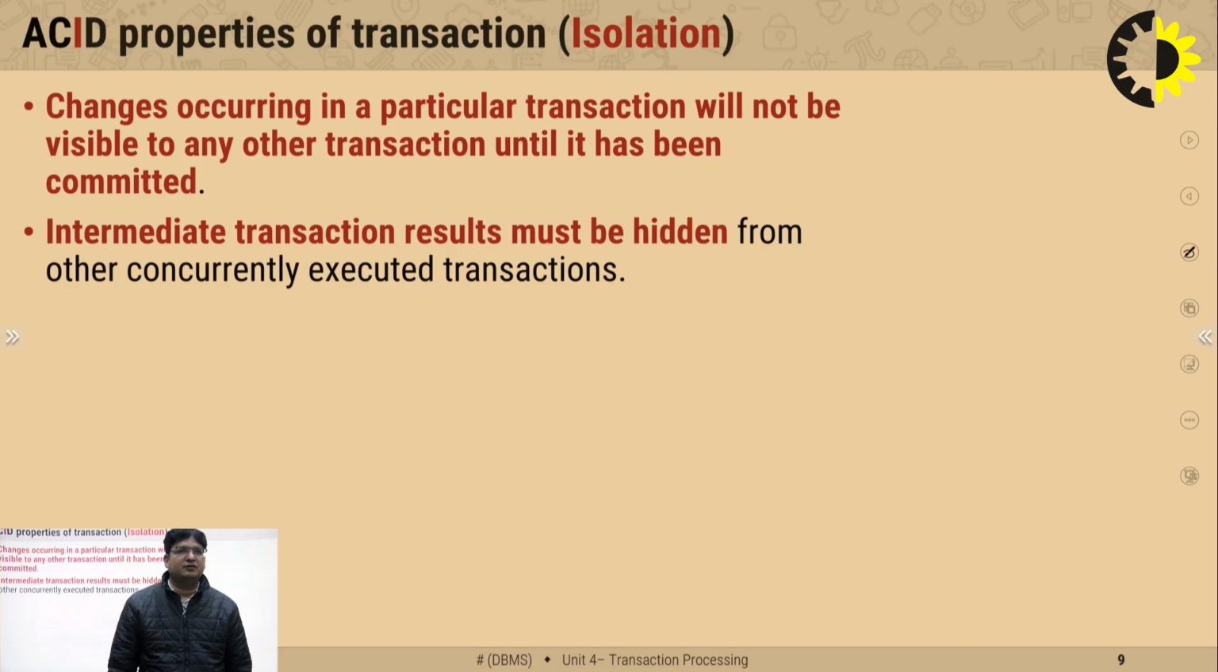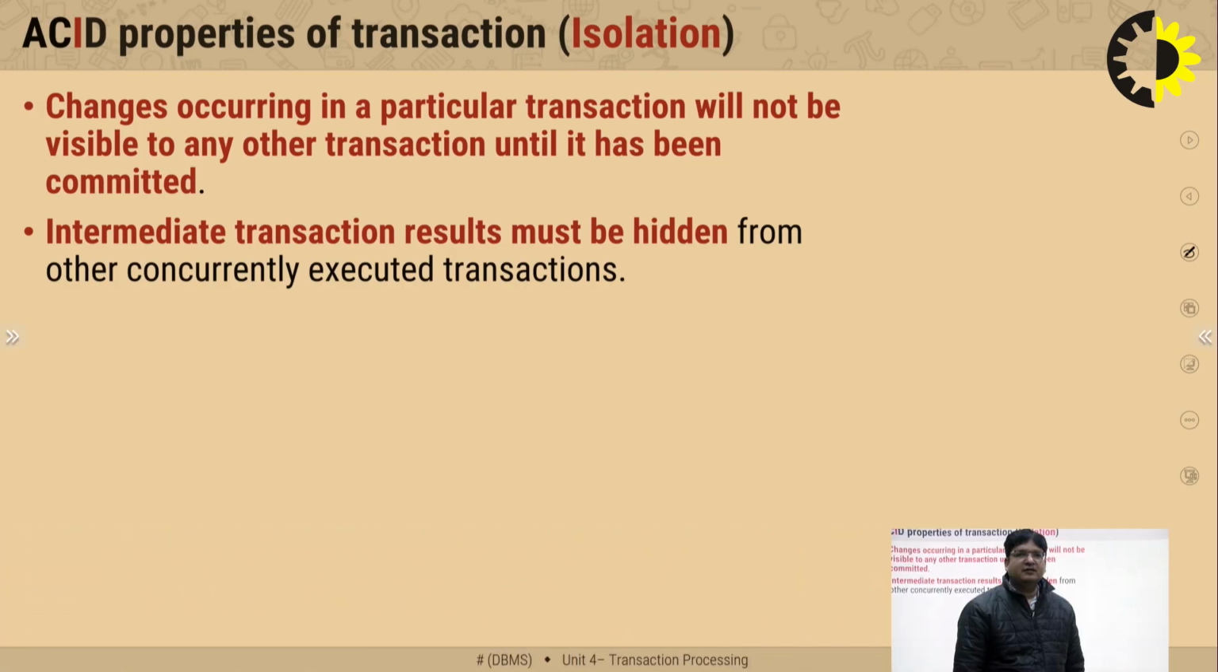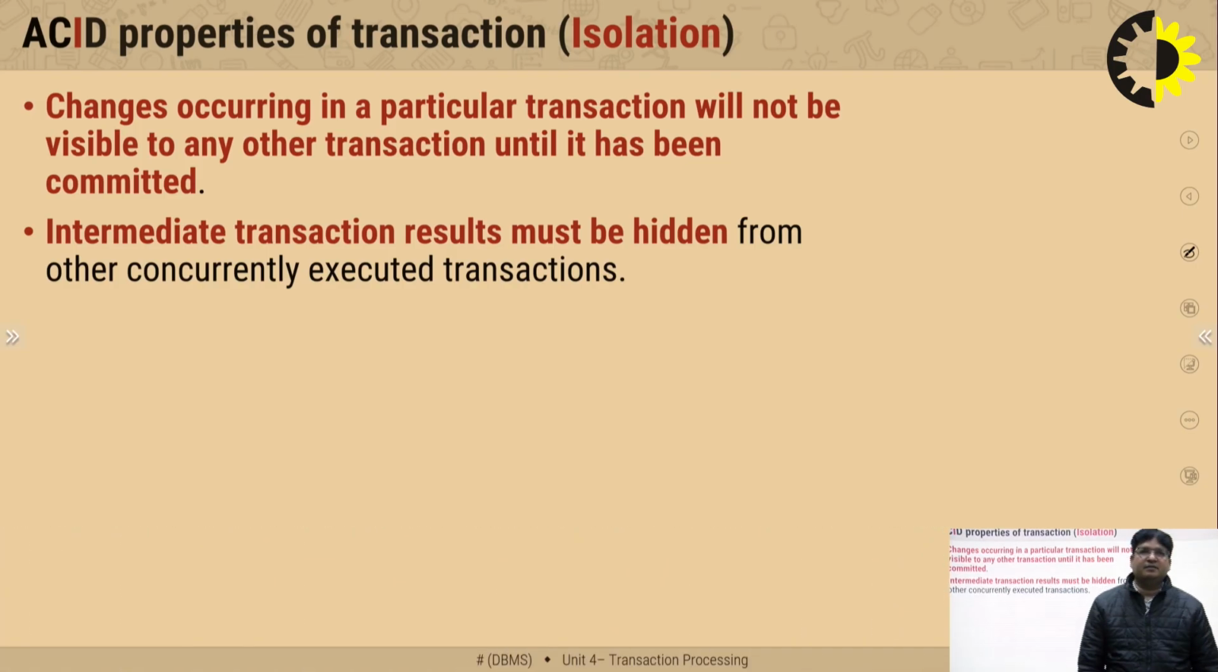Next is the isolation property, that is, changes occurring in a particular transaction will not be visible to another transaction until it has committed. Intermediate results will be hidden from other transactions that are working in parallel, so that they do not interfere in each other's state. This is particularly important when several transactions run at a particular moment of time.